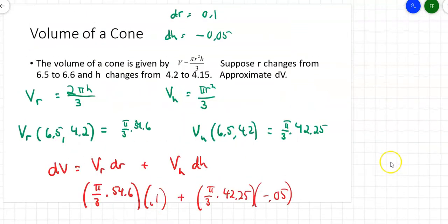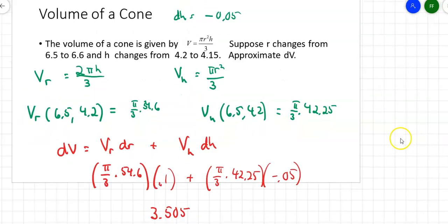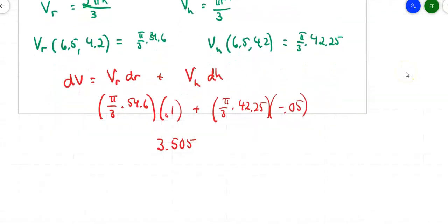Do we have units? What kind of units do we have in this problem? I didn't put any units in there. Let's just call them units. This is what? This is the change in volume. So the volume increases by that amount.